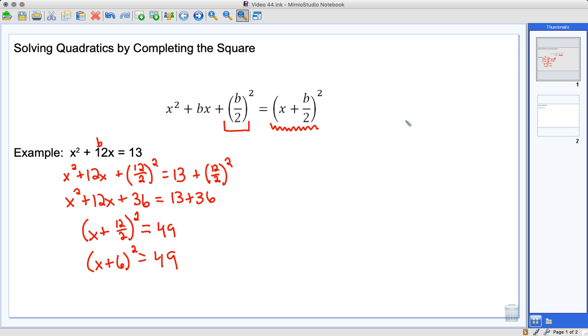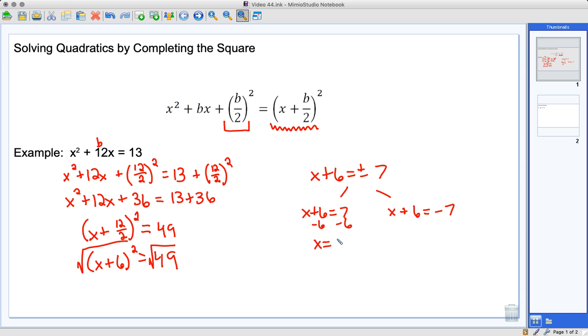Now, if you remember from our last section, we can solve using our square root method. So we square root both sides. We get x plus 6 equals plus or minus 7. Then we break it into our two equations. x plus 6 equals 7, and x plus 6 equals negative 7. And then we solve. So we subtract 6. We get x equals 1. Subtract 6 over here. x is negative 13.